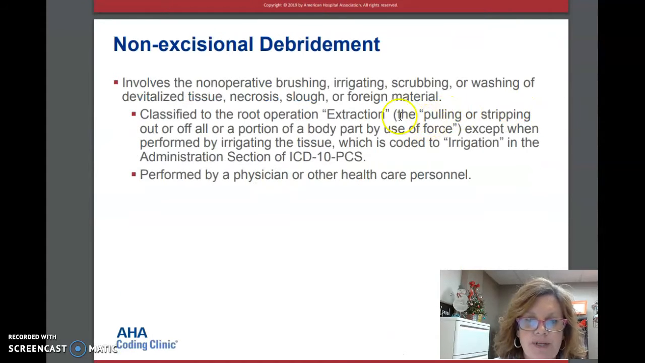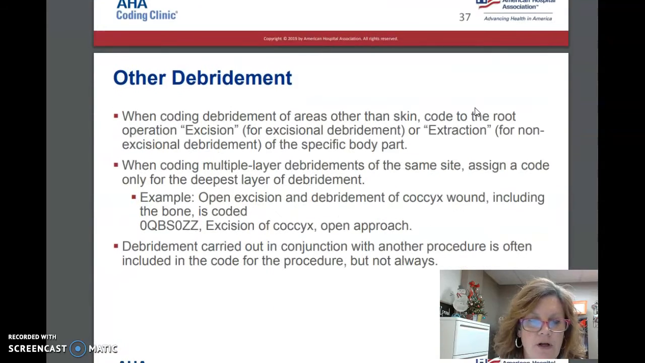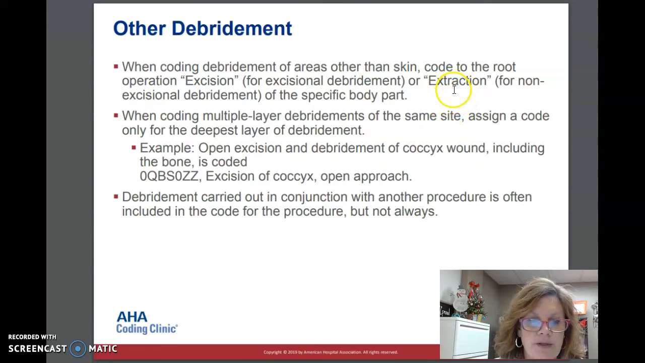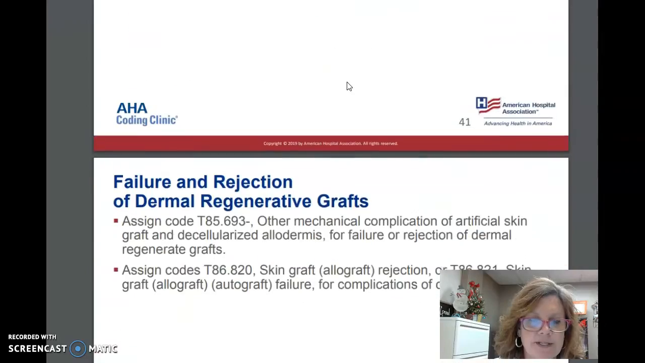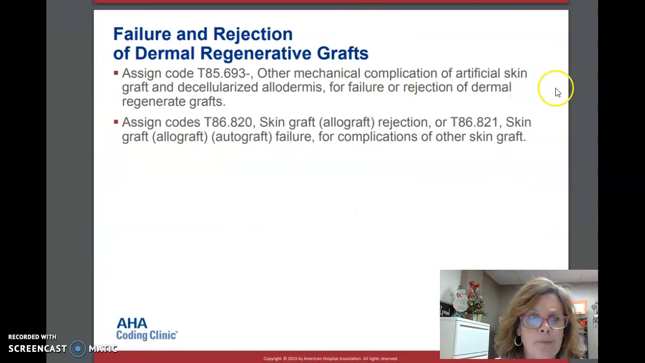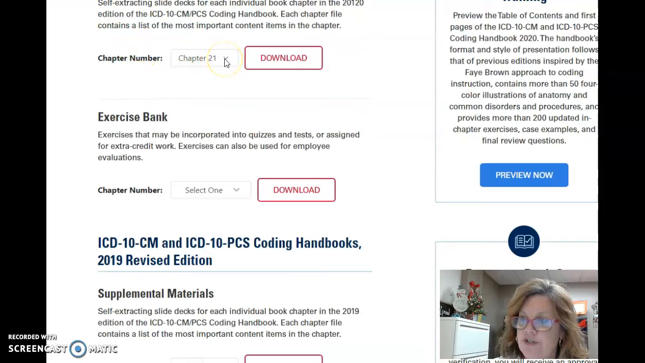Non-excisional, this would be classified to extraction, except when it's performed by irrigating. Then, of course, we would use irrigation. All right, other debridement, we talked about that already. Extraction for non-excisional, excision for excisional. Okay, then we possibly would have some skin grafts, and that wraps that up. So I am going to go to the next chapter here.